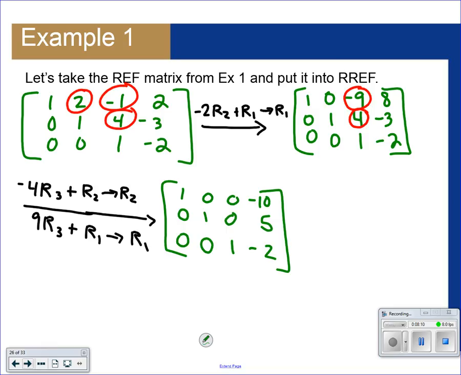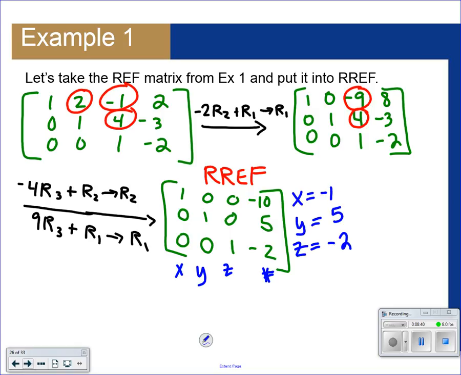Okay, great. So now we're in reduced row echelon form, and let's see what this matrix is telling us. Remember, this column is for all the x's, this is for all the y's, this is for all the z's, and these are going to be your constants. So in this row, I have z equal to -2. In this row, I have y equal to 5. And in my top row, I have x equal to -10. So this is my solution.